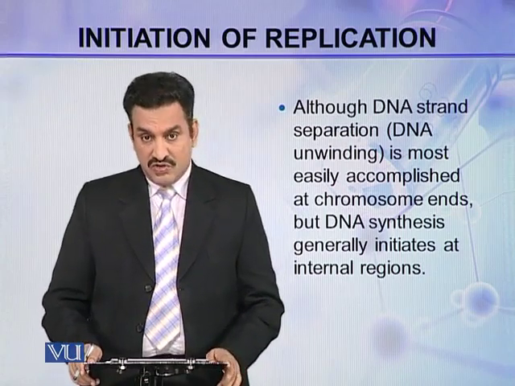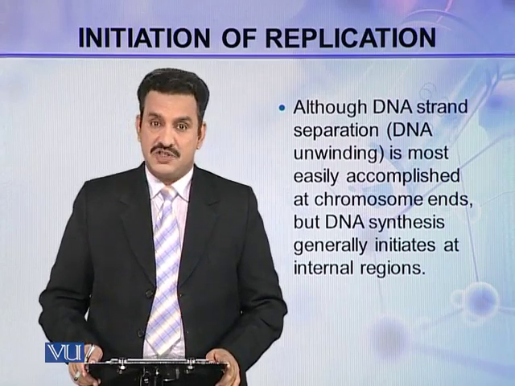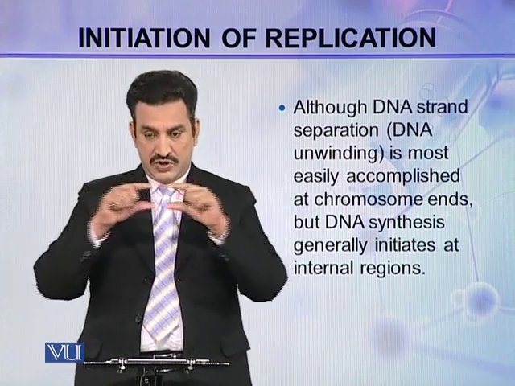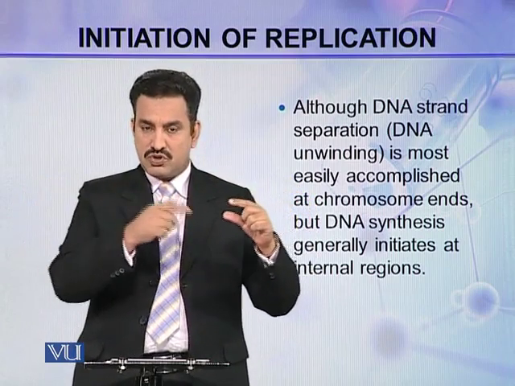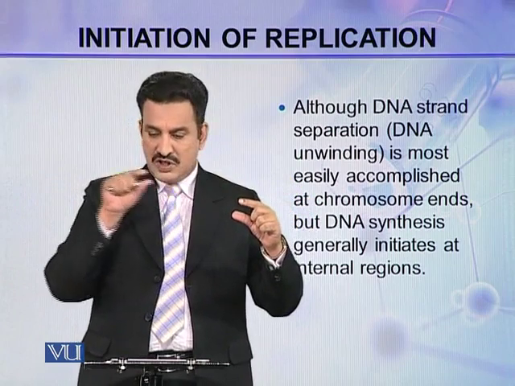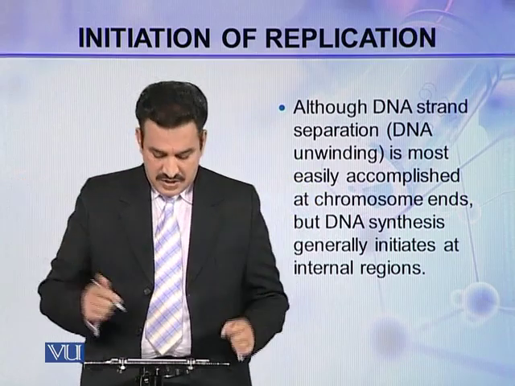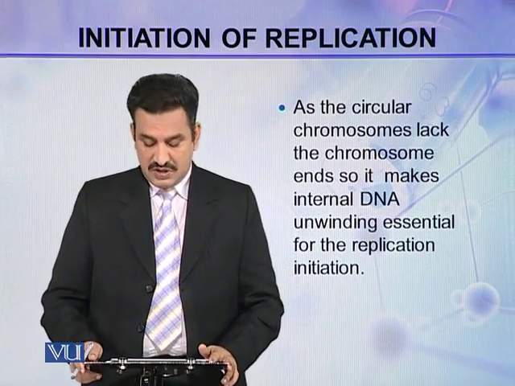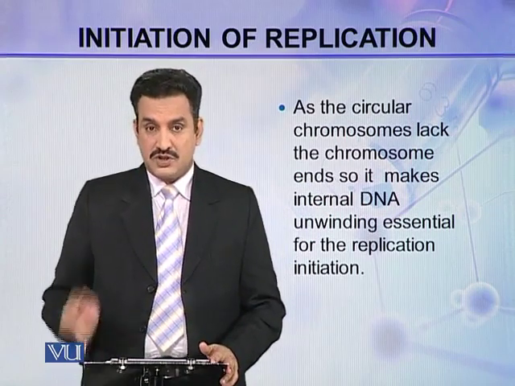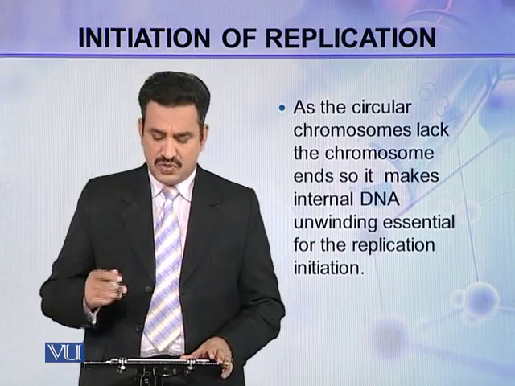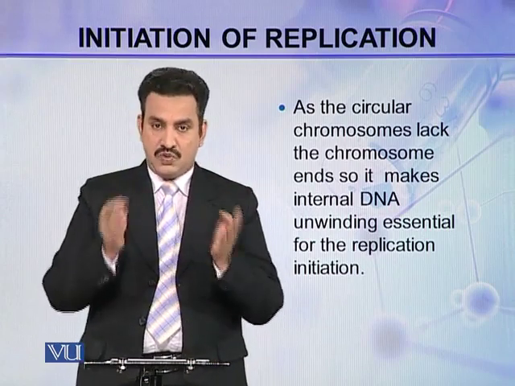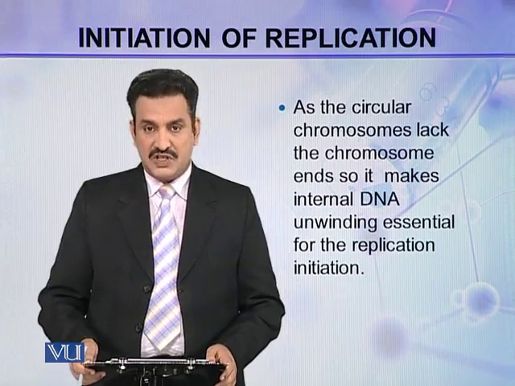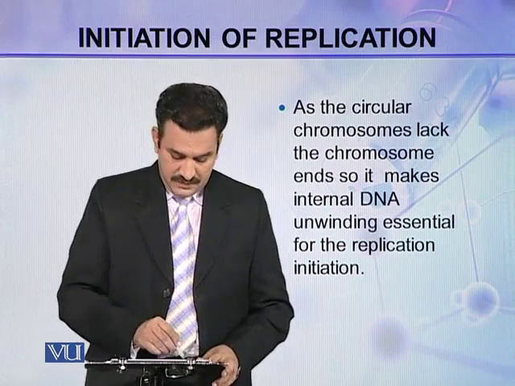But DNA synthesis generally initiates at internal regions. It doesn't start at the end of the chromosome. So if this is a double-stranded DNA contained in a chromosome, replication starts from the regions between these ends. And as the circular chromosomes present in bacteria lack chromosome ends, there is no end in these circular chromosomes. So it makes internal DNA unwinding essential for the replication initiation in bacteria.